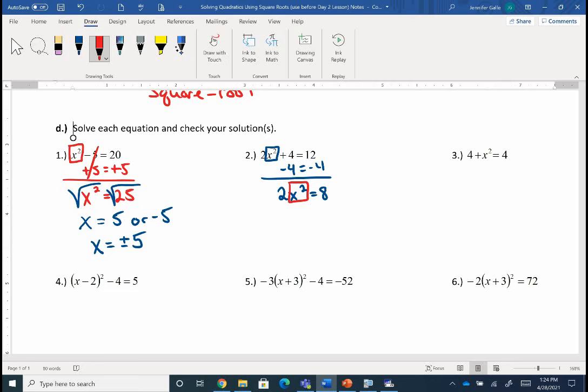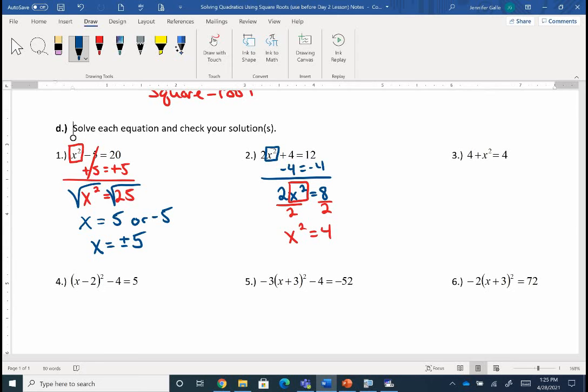We have 2 times x squared. How do I undo the multiplying? Divide. Yeah, so we're going to divide by 2. So I have x squared equals 4. Now the square is by itself. Now I can finish up. Now I can take the square root.